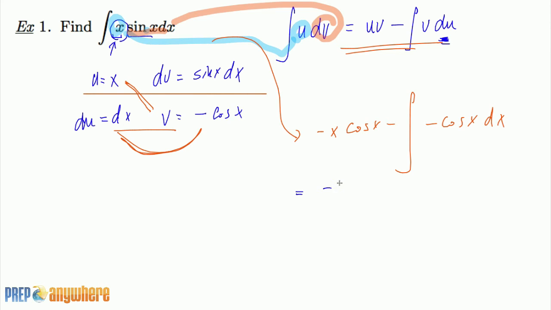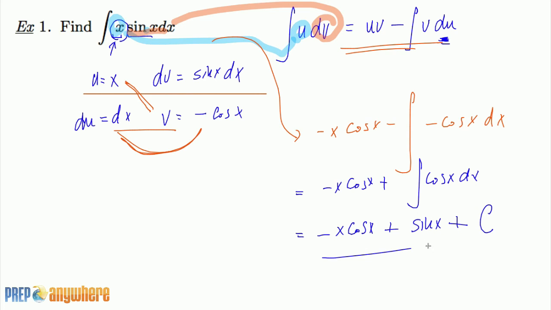So we have negative x cosine of x plus the integration of cosine of x dx. So now it's going to be sine of x plus some constant. Okay, so we have our antiderivative.